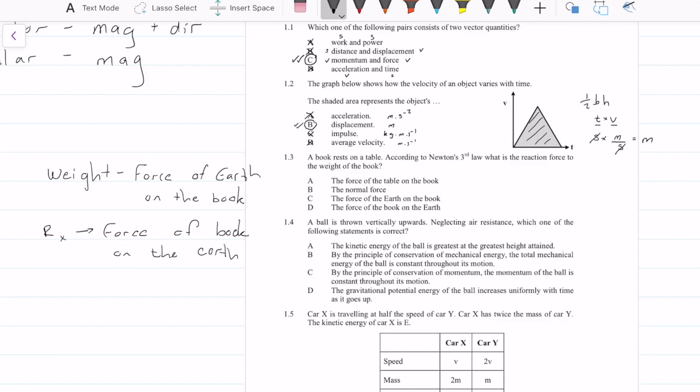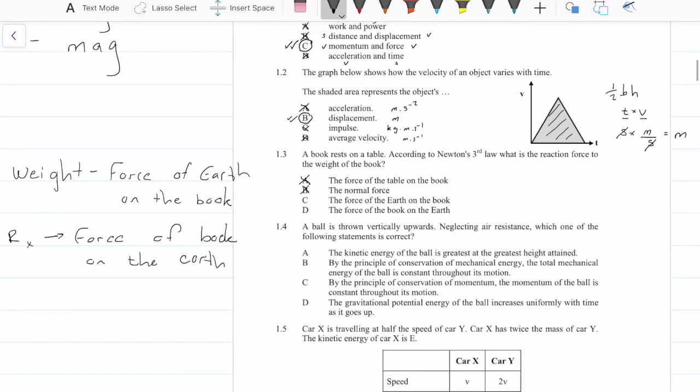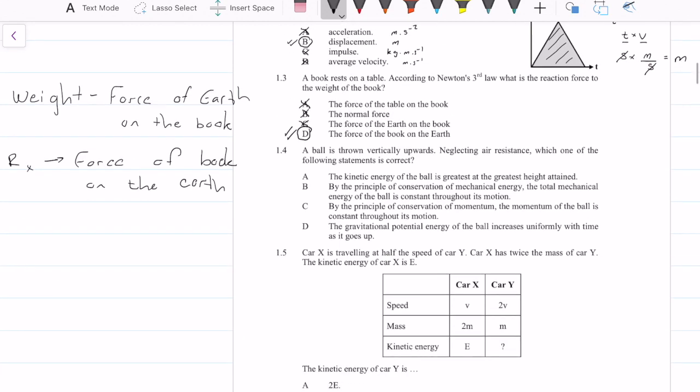So it's not the force of the table on the book. It's not the normal force, because the normal force is just the force acting perpendicular. The force of the earth on the book, that is the weight, so that can't be correct. And so the answer is D, which is the force of the book on the earth. So that's the correct answer.